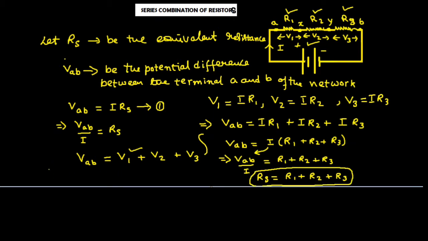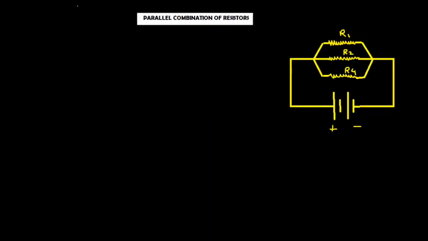If n number of resistors are connected in series, the equivalent resistance can be written as Rs equal to R1 plus R2 plus up to Rn. So now we will discuss the parallel combination of resistors.